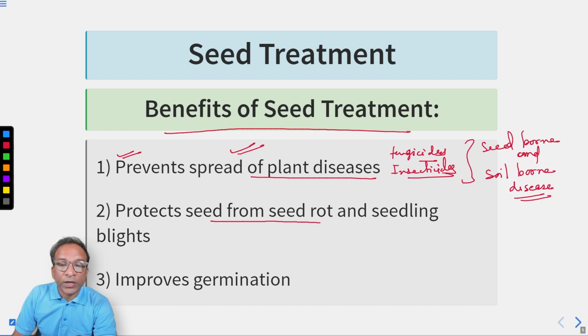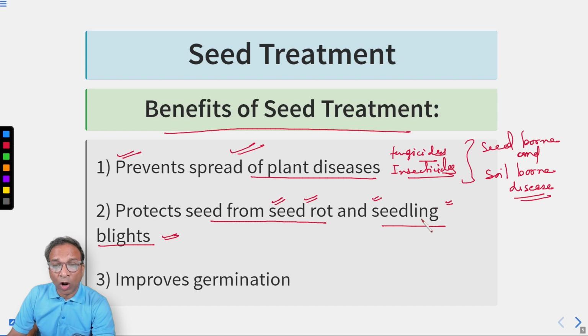It protects seed from seed rot and seedling blight. Sometimes, if pathogens are present inside the seed, they can rot the seed. If insects are present, they can again rot our seeds. Sometimes there is a seedling, but the seedling dies off. That is called seedling blight. The seedling can become discolored, turn brown in color, and ultimately die off.